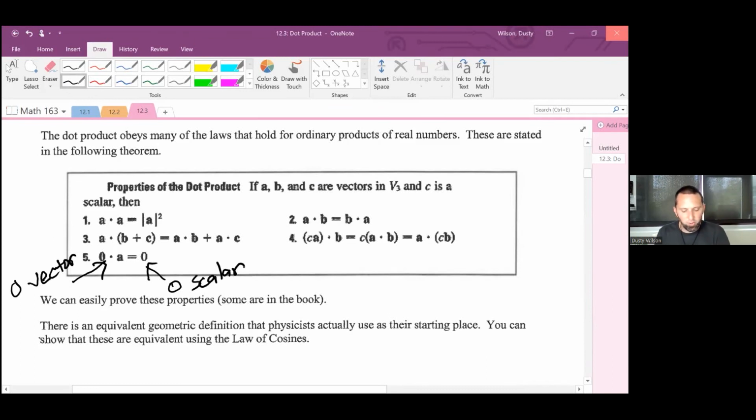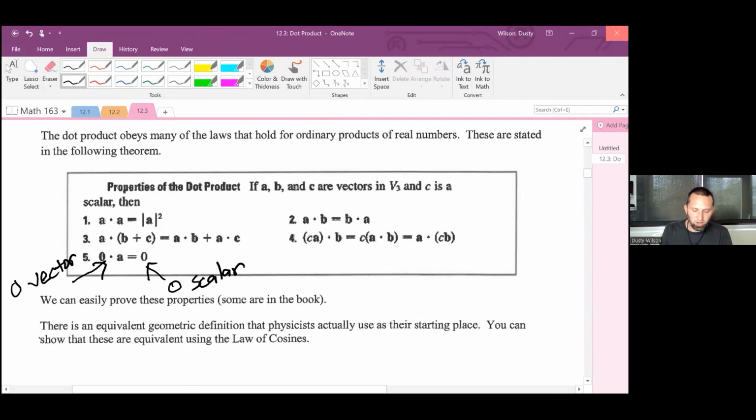And then property 2, A dot B is equal to B dot A. And property 4, scalar C times A dotted with B is equal to scalar C times the product A dot B, or A dot scalar C times B. All of these work kind of the way you would expect them to work. Once again, I would say you probably don't need to memorize the properties of the dot product. The key is to remember that the dot product is intuitive. It operates the way that you would expect it to work.